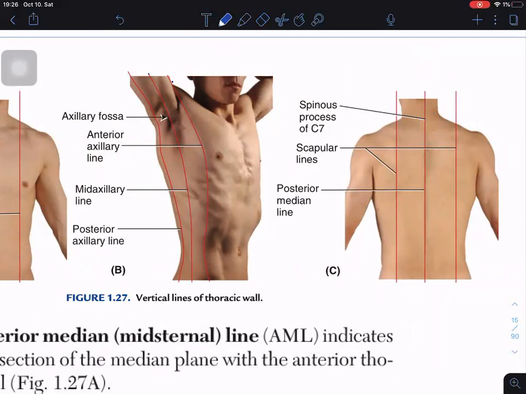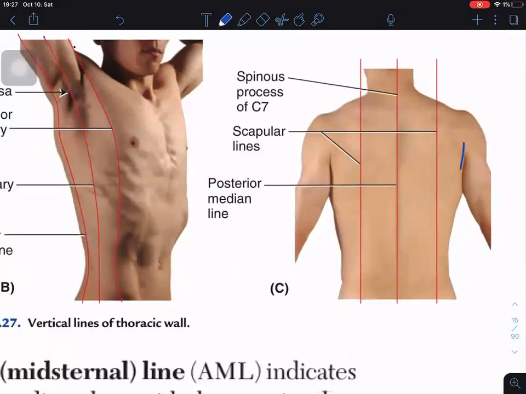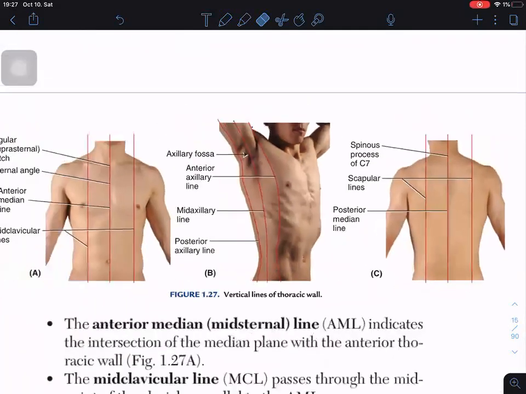And more laterally, so basically between the posterior axillary and paravertebral lines, you can find another line, and this is called the scapular line. And the scapular line is passing vertically through the inferior angle of the scapula, okay? So these are the major lines that we need to learn about the thorax.